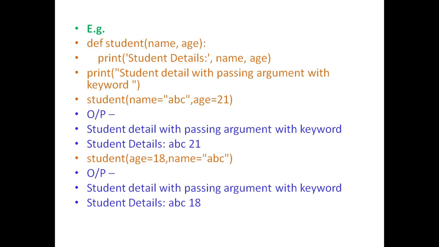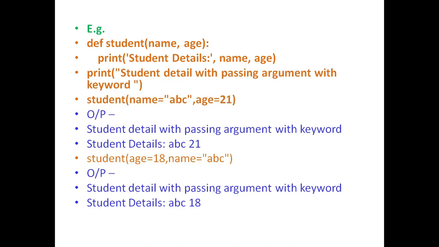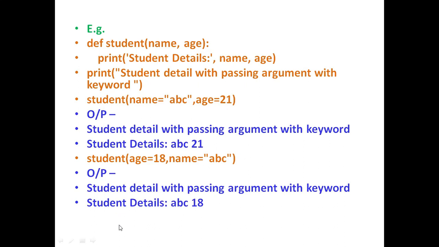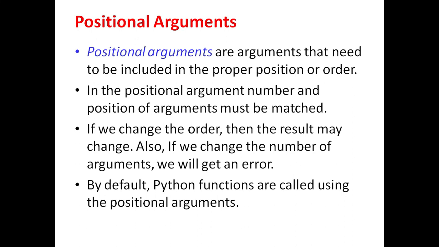For example, here function student is defined with parameters name and age, and inside the function we will print the student details as name and age. When we call the function student passing name as abc and age as 21, it will give the output abc 21. Then again we call the function with age equal to 18 and name equal to abc. It will give the same output as student details name and age. First it will print the name and second it will print the age, although we have passed the values as age and name.